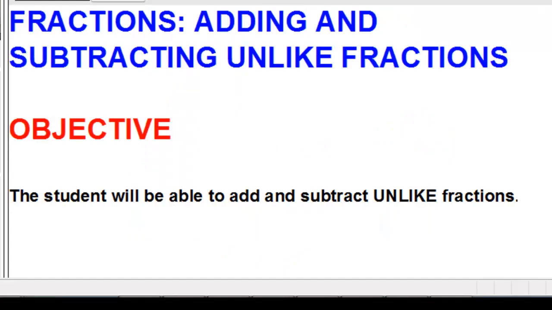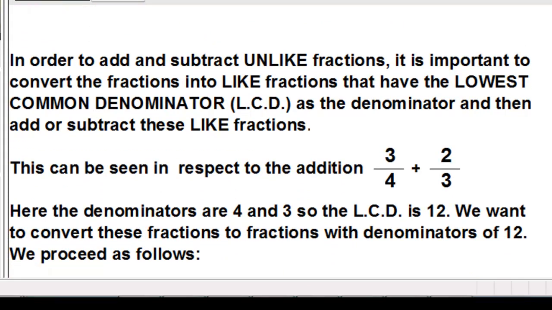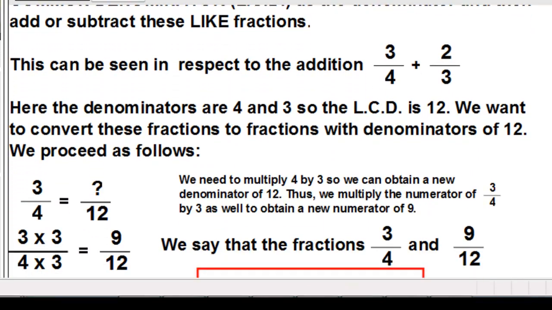The objective of this lesson is that the student will be able to add and subtract unlike fractions. In order to add and subtract unlike fractions, it is important to convert the fractions into like fractions that have the lowest common denominator, LCD, as the denominator, and then add or subtract these like fractions. This can be seen in respect to the addition 3/4 plus 2/3.